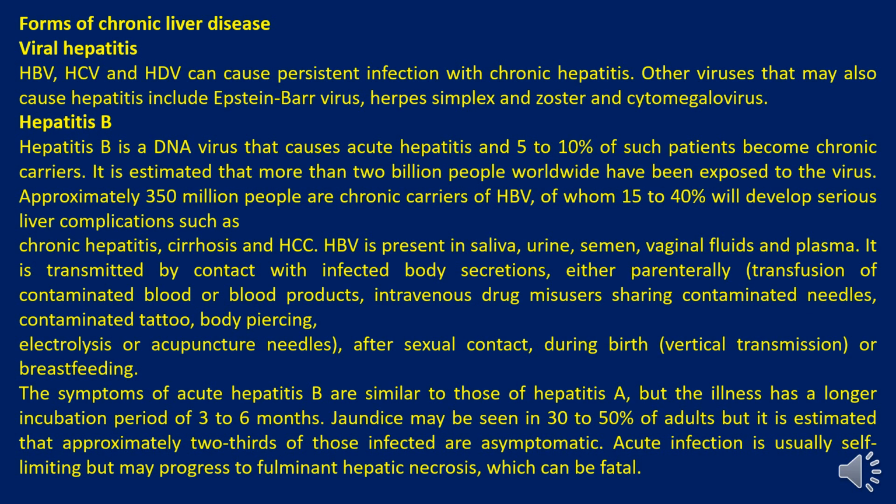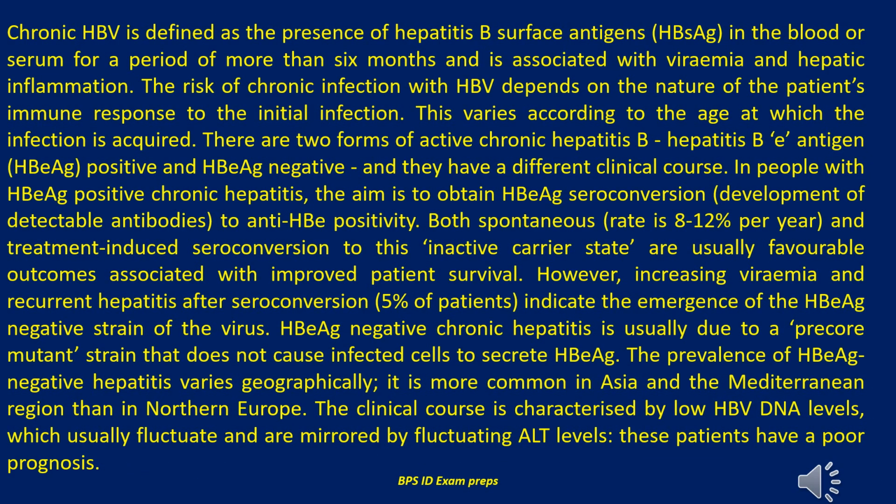Jaundice may be seen in 30 to 50% of adults, but it is estimated that approximately 2/3 of those infected are asymptomatic. Acute infection is usually self-limiting but may progress to fulminant hepatic necrosis, which can be fatal. Chronic HBV is defined as the presence of hepatitis B surface antigen, abbreviated as HBsAg, in the blood or serum for a period of more than 6 months and is associated with viremia and hepatic inflammation.